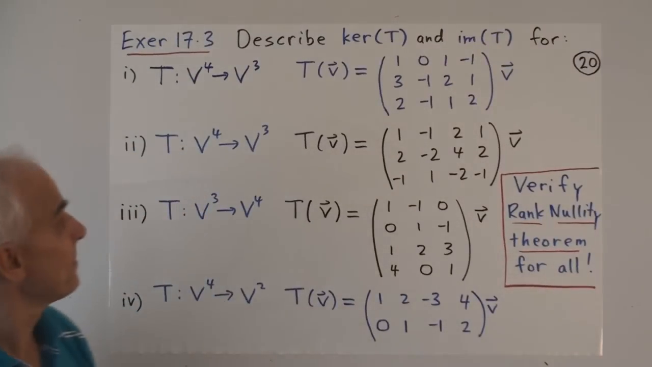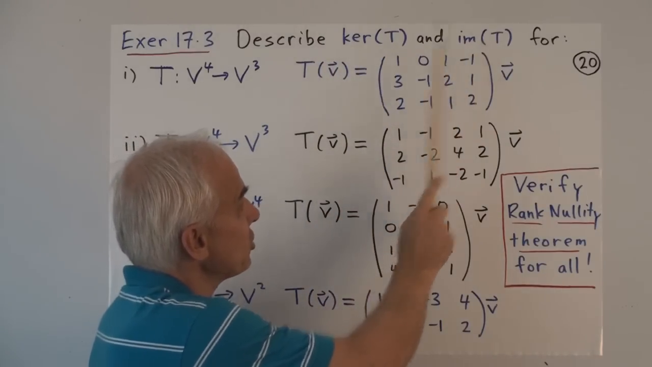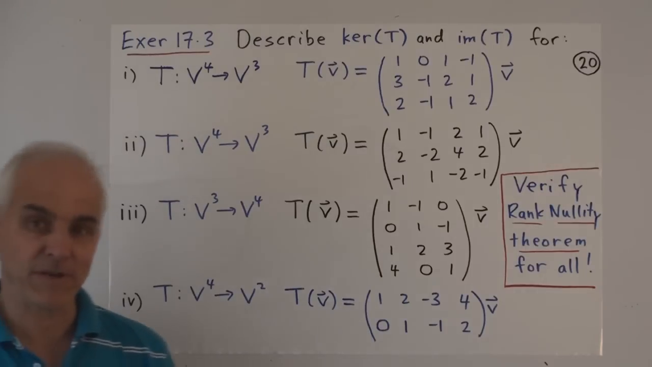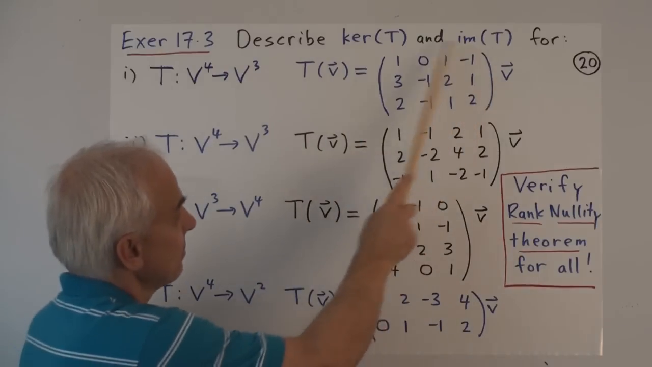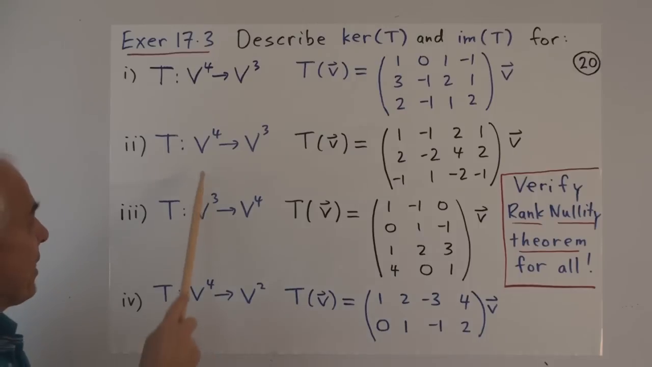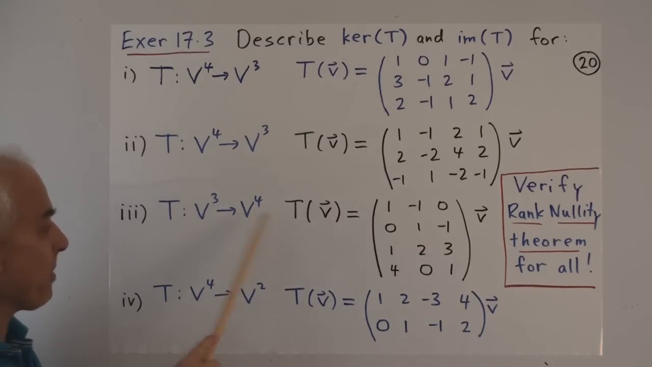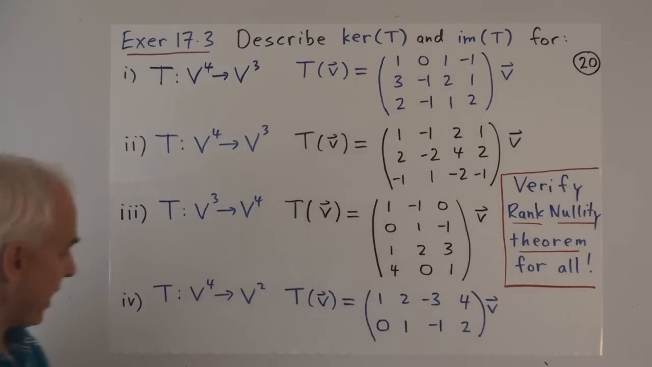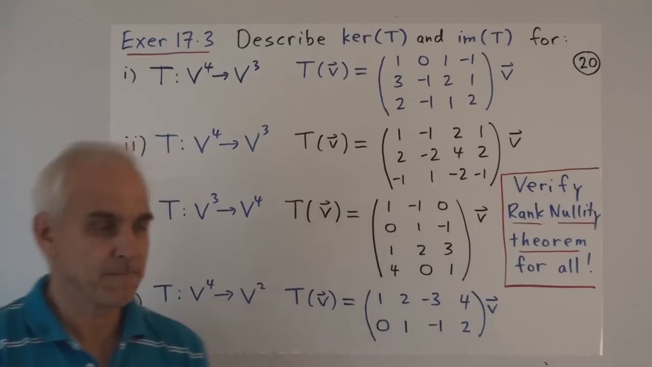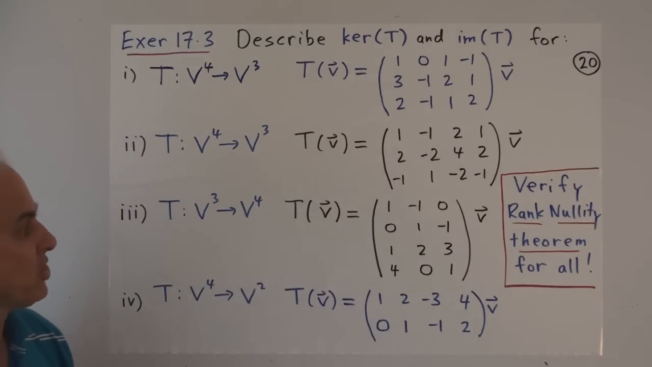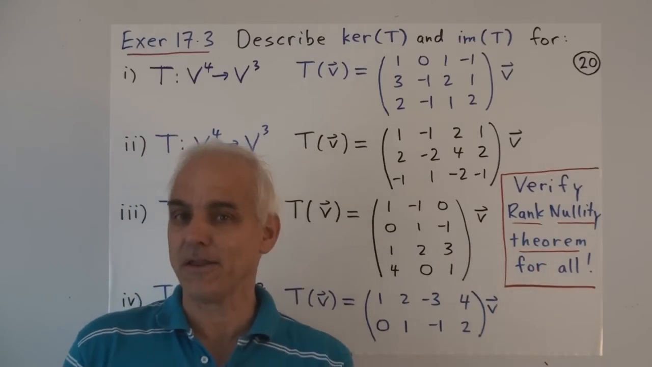And our last exercise, I want you to describe the kernel and the image for each of these 4 different linear transformations. One of them from 4-dimensional space to 3-dimensional space by multiplying by that matrix. Another one also from 4 to 3, that matrix. One from 3-dimensional space to 4-dimensional space, multiplying by this matrix. And slightly different from 4-dimensional space to 2-dimensional space, given by multiplying by that matrix. So describe the kernel and the image, and I want you to verify for all of these the Rank-Nullity theorem. In other words, check that the Rank-Nullity theorem really does work.